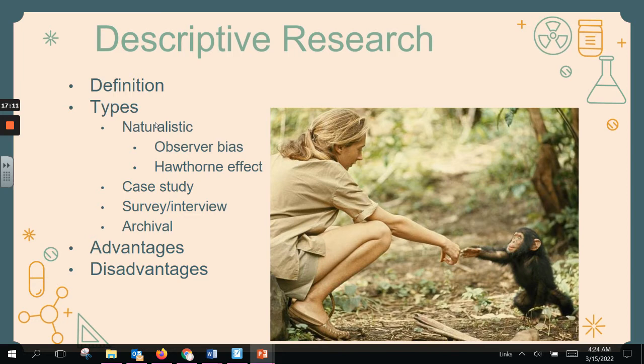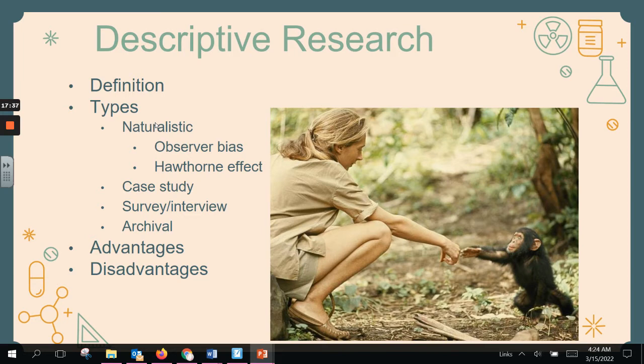An archival study is just a study of previous records. So you go and you look at, for example, if you have a student who has a behavior issue, you might look at all of their school records and see what each teacher has said. That's an archival study.